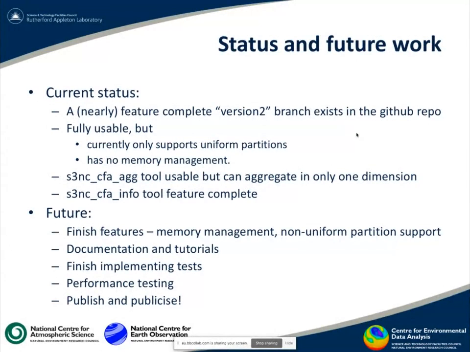So at the moment, there's a nearly feature complete version 2 branch in the GitHub repo. You can use it with two caveats. It currently only supports partitions that are uniform in size, so everything has to have the same X, Y, Z dimensions in the subarray. And there's no memory management at the moment. If you run out of memory, like reading a lot of subarray fragments into memory, then it will throw an exception at the moment. It catches that it's run out of memory, but it throws an exception.